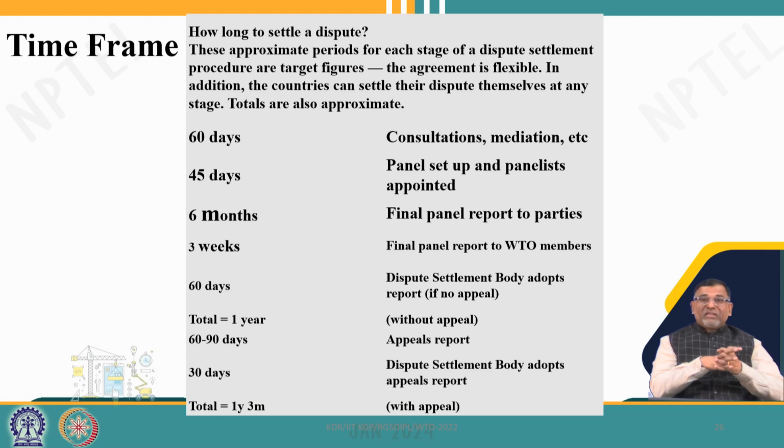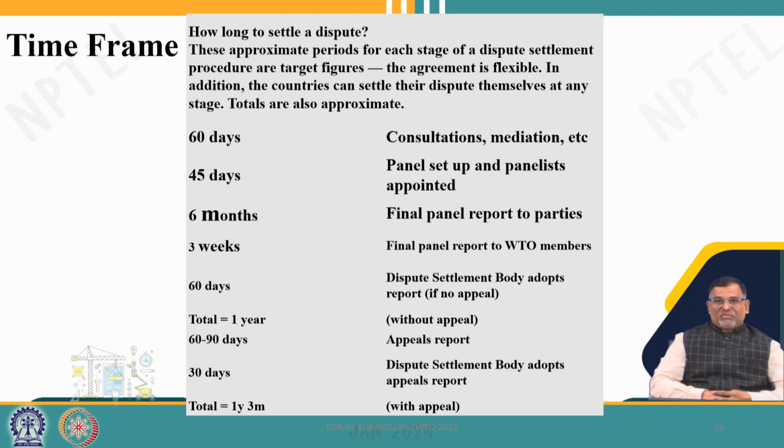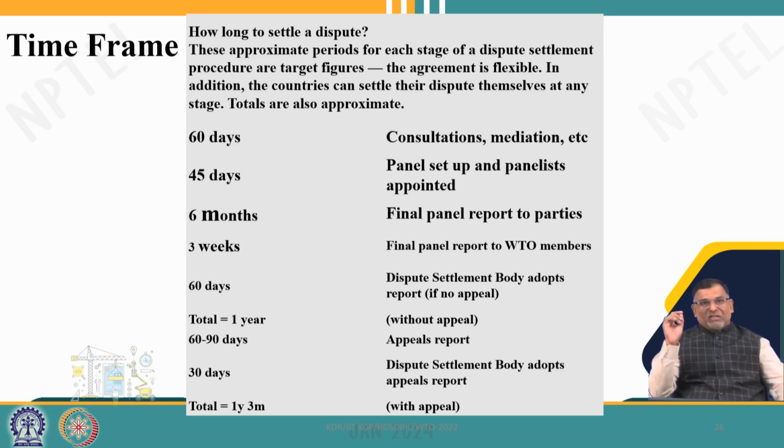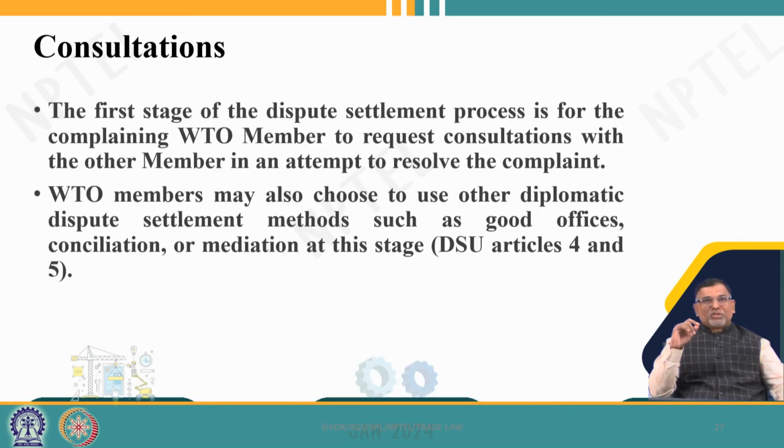Then 60 to 90 days. Only 3 months is given to the appellate body to come out with the appeal report. So, the appeal should be disposed of within a period of 90 days. Then within another 30 days the dispute settlement body adopts the report. So, the total time frame given is 1 year and 3 months with appeal. You cannot go for 3 years or 4 years. A clear cut time period is given under the framework of the WTO dispute settlement system.